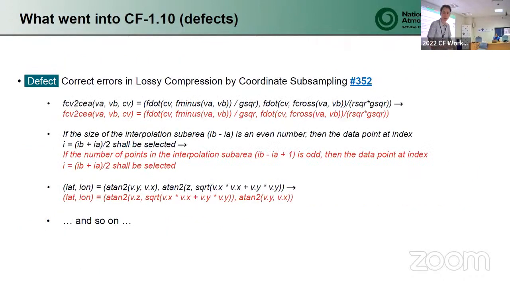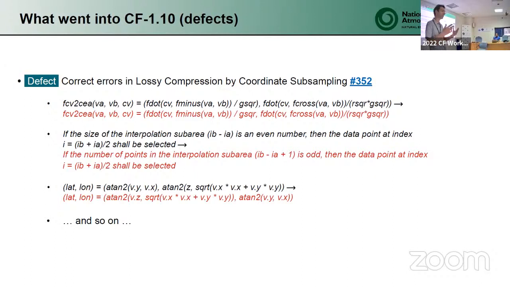Okay, now the last one. This is quite a bit more substantial in a number of ways. So this is correcting mistakes that crept into the description of lossy compression by coordinate subsampling, which is a big change. This is what accounted for most of the 22,000 words that were new in 1.9.